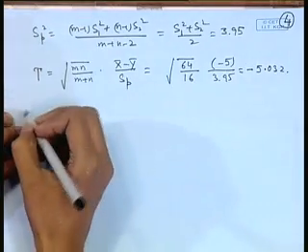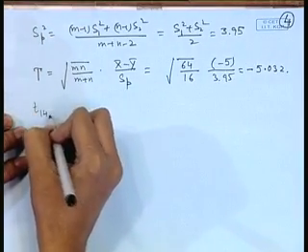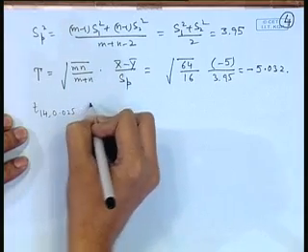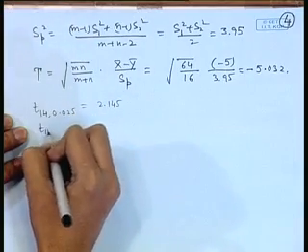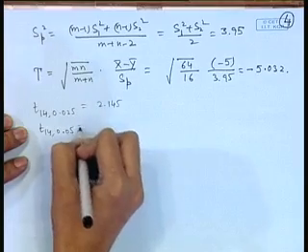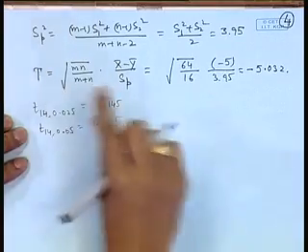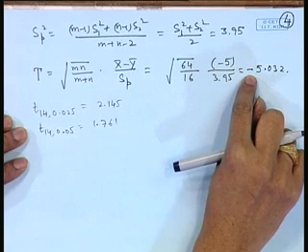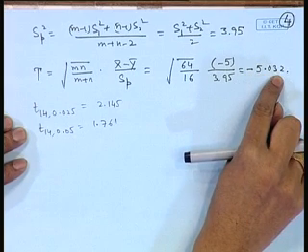If we see here T 14 at 0.025 level, then it is 2.145, T 14 at 0.05, that is 1.761, etc. You can see here the calculated value of the T statistic here is minus 5.032.